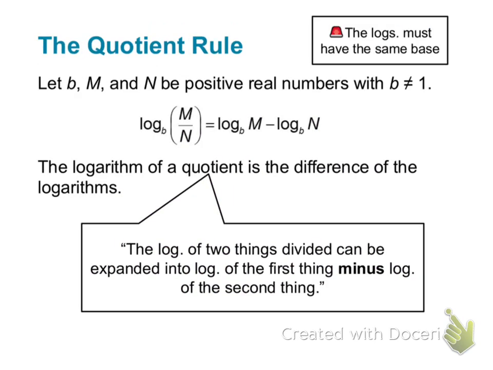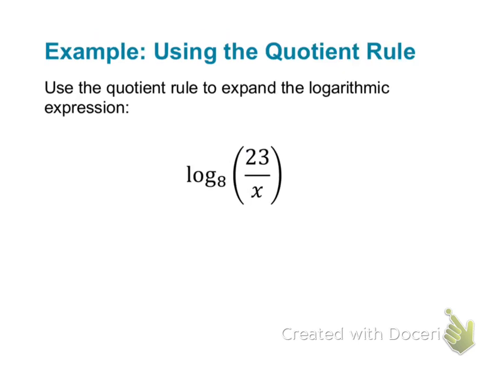It says the log of two things divided can be expanded into log of the first thing minus log of the second thing. Again, we can read this rule left to right or right to left. If we go from left to right, we're expanding the logarithm. If we go from right to left, we're condensing the logarithm. Let's look at an example.